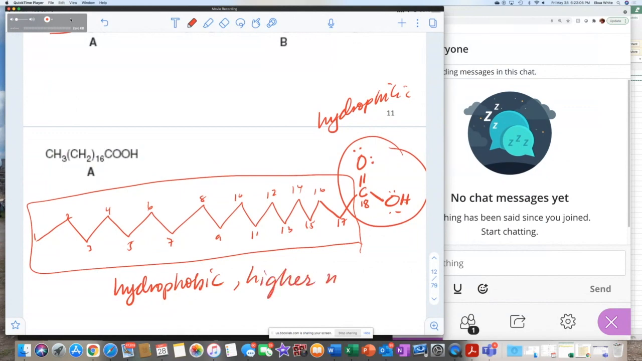Higher melting point because it has no double bonds. Okay, when you look at your alkyl group or your long chain, there are no double bonds. That means that it will have a higher melting point. How do we jump from no double bonds to higher melting point?